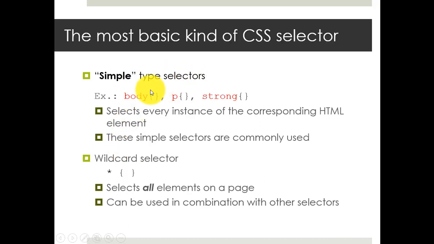Simple type selectors. For example, body, paragraph, strong. These are selectors. A selector selects every instance of the corresponding HTML element. These simple selectors are commonly used. The universal selector, which selects all elements on a page, can be used in combination with other selectors.